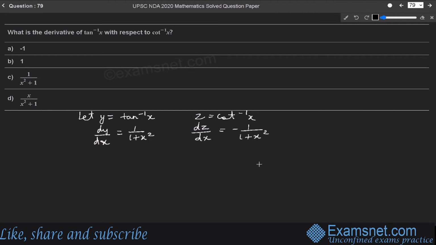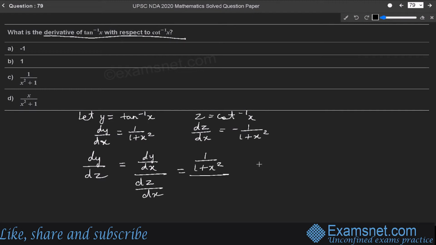Now we have to find the derivative of tan inverse x with respect to cot inverse x. So it means that we have to find dy upon dz, and dy upon dz will be equal to dy upon dx by dz upon dx. So putting the values, we will get 1 upon 1 plus x square upon minus 1 upon 1 plus x square. This will be cancelled and the remaining will be minus 1. So the correct option for this question is minus 1, which is option number A.